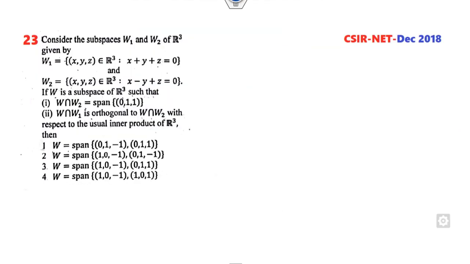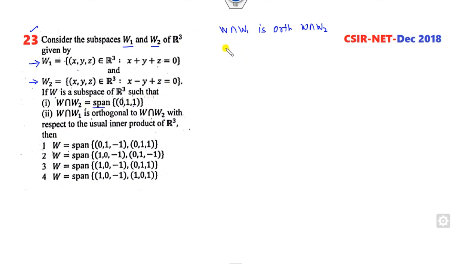So let's start with this video. What is given to you? This is part B. Only one correct option is there. W1 and W2 are two subspaces defined here. W is a subspace of R cube such that their intersection is the span of this, and W intersection this is orthogonal to the pairs of the W intersection here. Then what will be the value of this W?